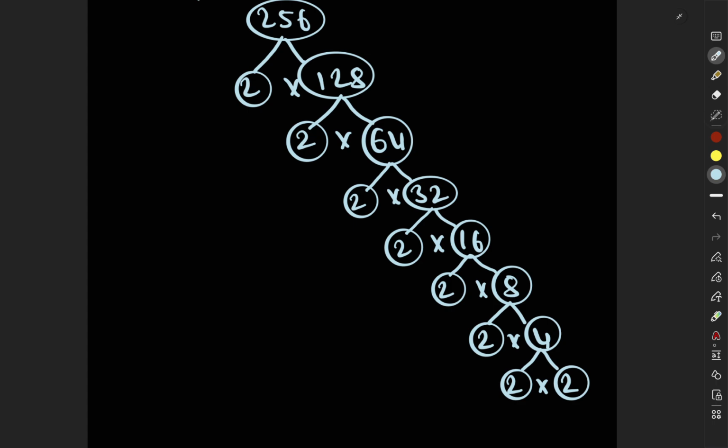So now we select the prime numbers in all these numbers. So prime numbers are these all 2. These all 2 are the prime numbers.